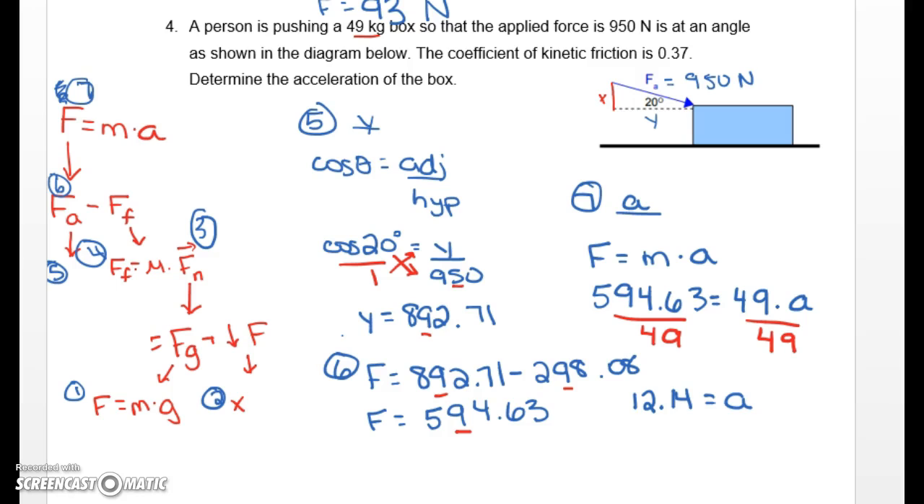And then just keep track of sig figs here. Here we had 49 has 2 sig figs, and in our answer here we had 2 sig figs. So using our division rule, our answer will have 2 sig figs. So our answer for acceleration is just 12. I'm running out of time here on this video, so please write a sentence and don't forget your units.